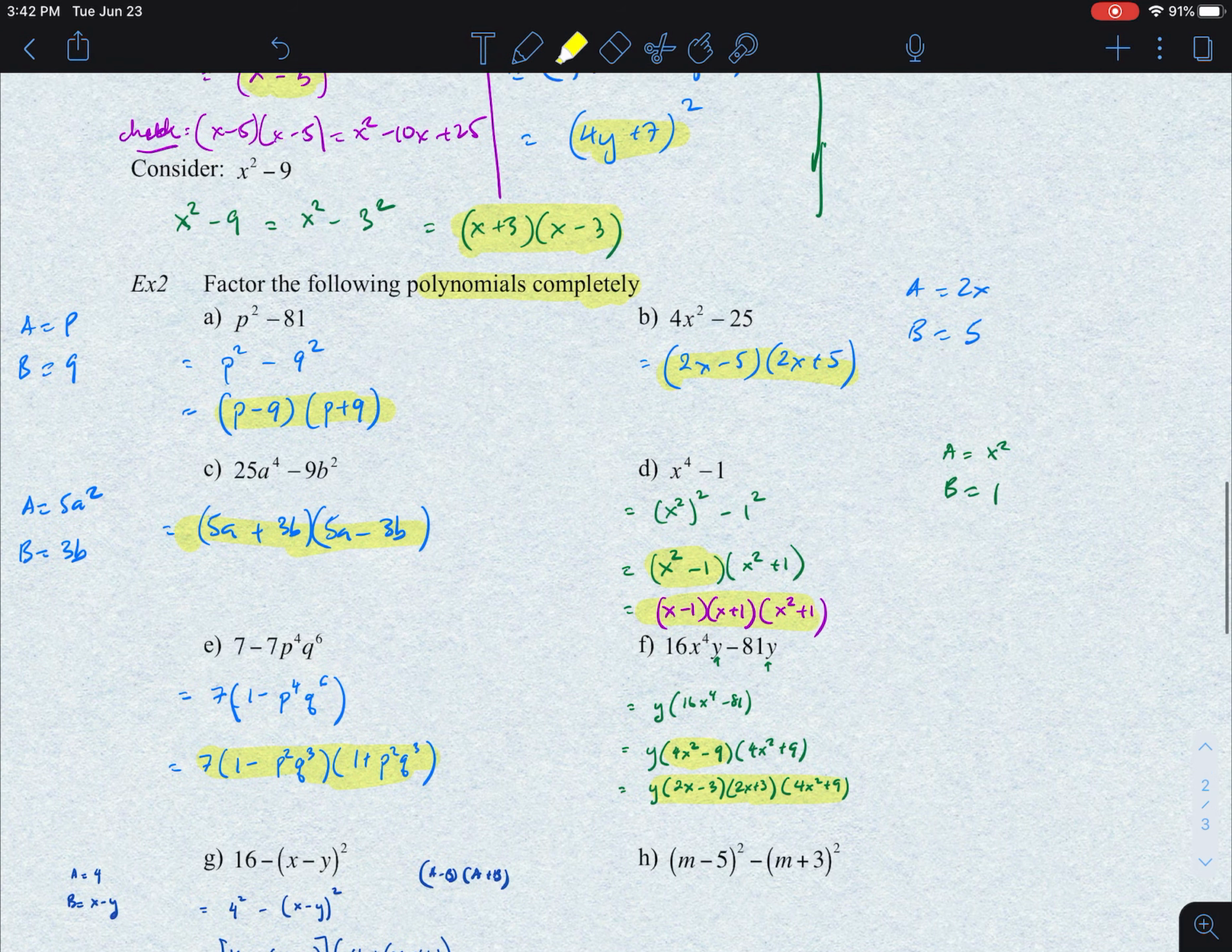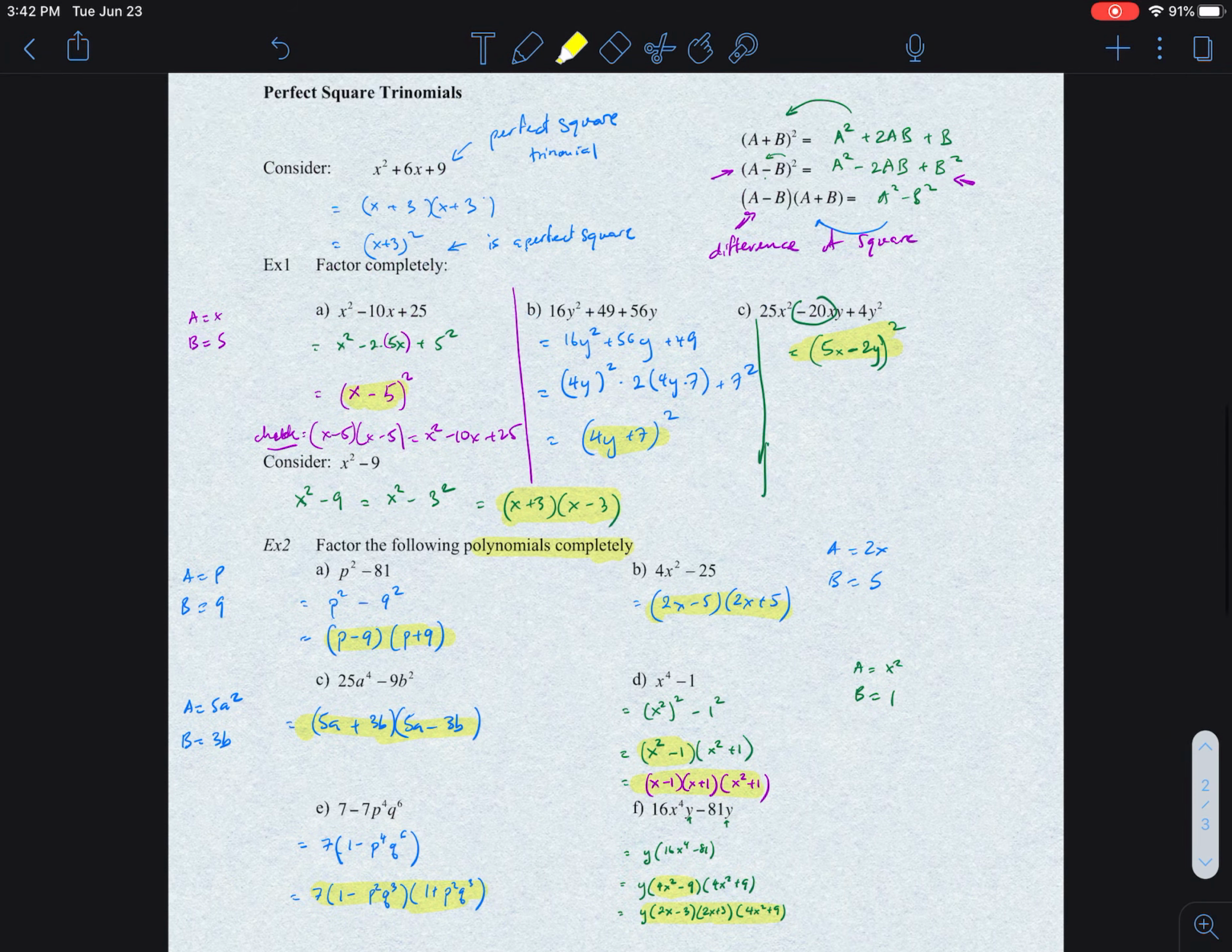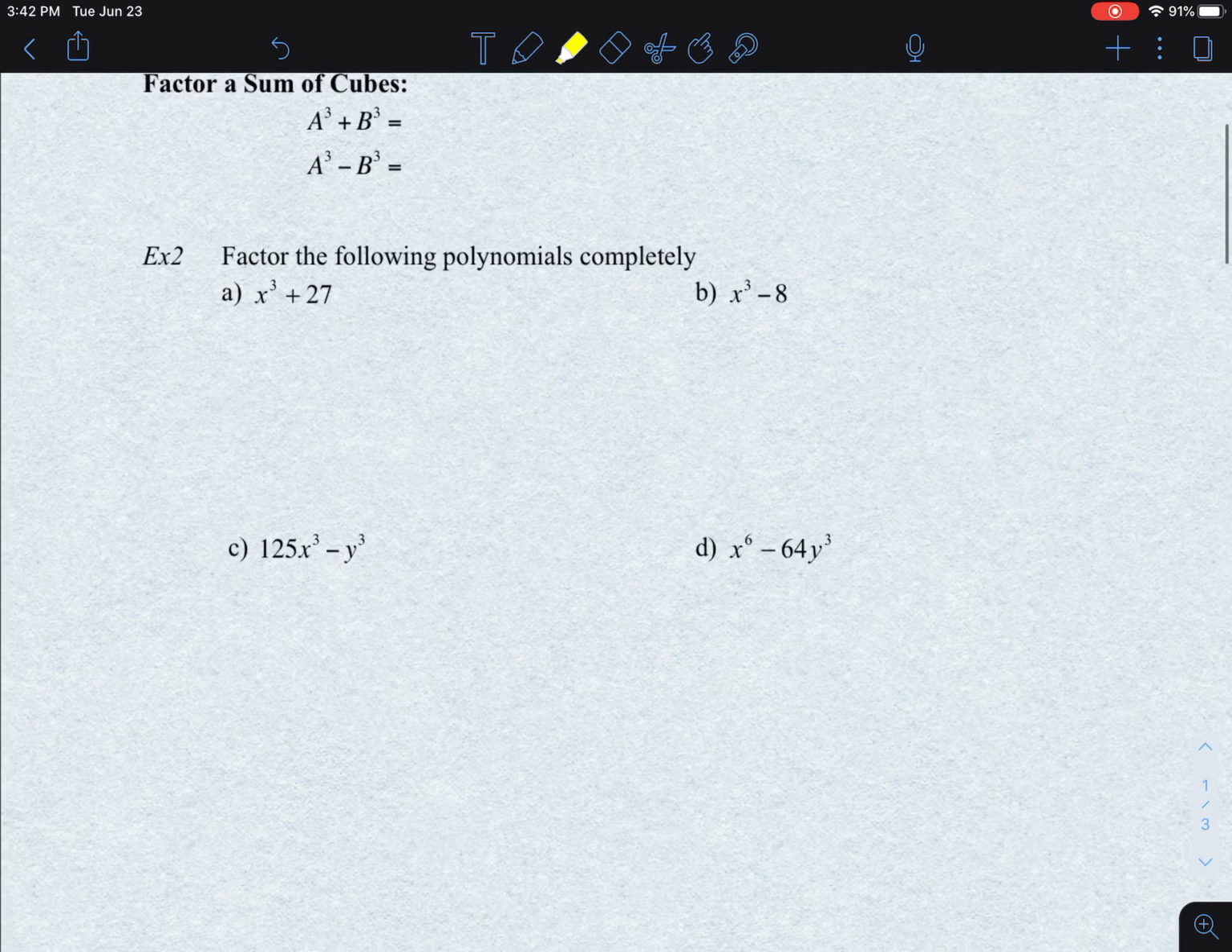Okay. So I think that's plenty of examples. In the next video, I'm going to go over how to factor sum and difference of cubes.